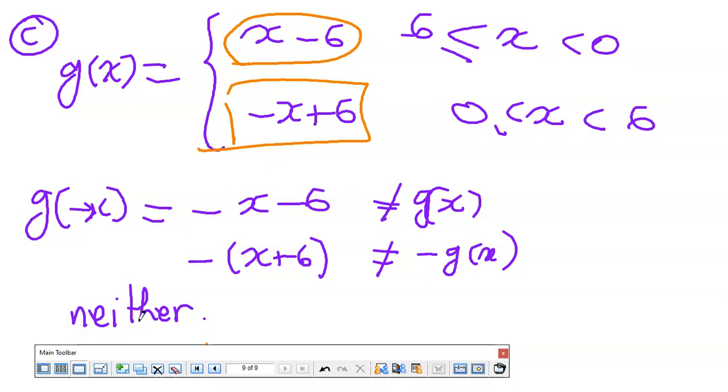That's it for this lesson. It's a very easy lesson. So it's just 3 objectives: one-to-one or many-to-one, onto function, even and odd, and that's it.